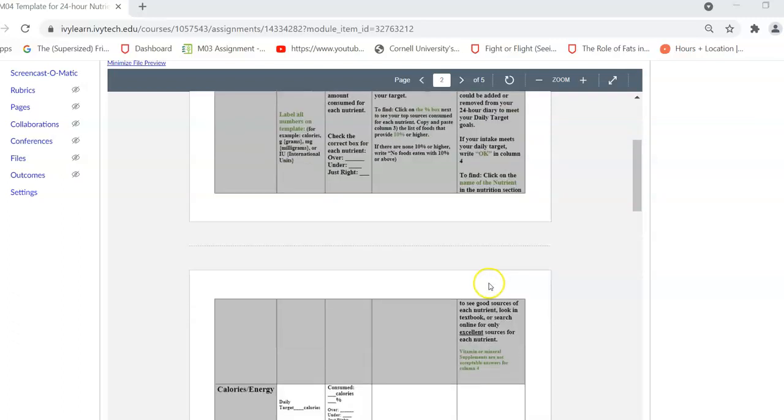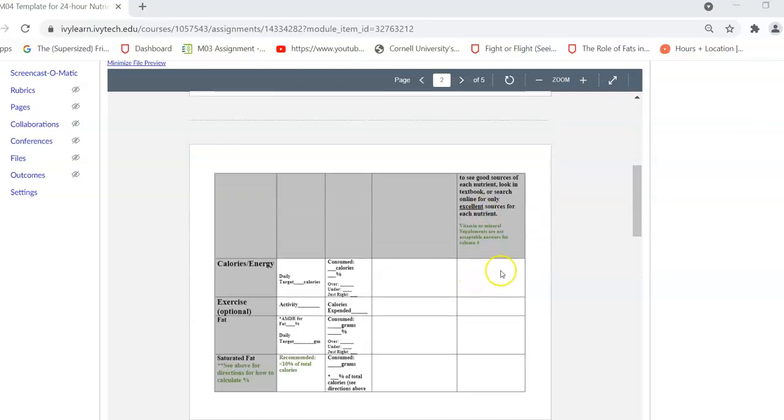Was I over? Was I under? If you were over, for example, in fat, calories, cholesterol, sodium, you're going to write down here 3 ways that you could improve your intake. And you'll soon see the sample to give you some ideas.